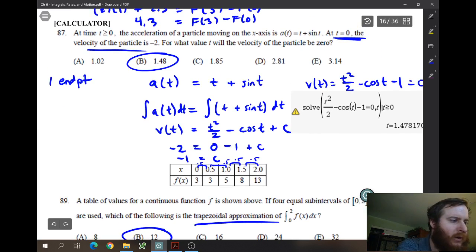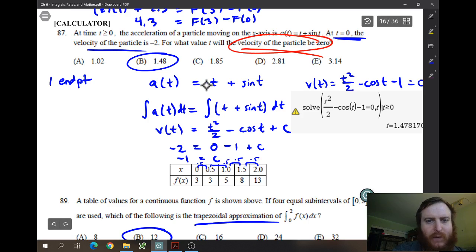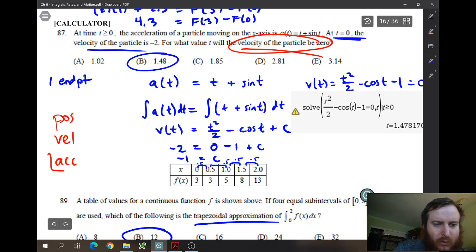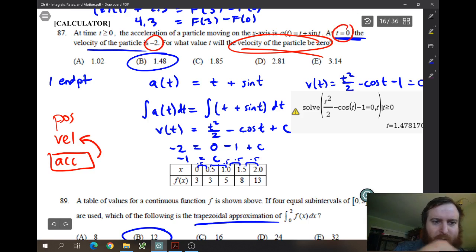All right, next we have another particle motion question. We're given acceleration, and we're asked for what value the velocity will be 0. So for velocity 0, just set v to 0. To get from acceleration to velocity, we need to take the integral, right? Position, velocity, acceleration. We're at acceleration and want to get back to velocity, so we take the integral. We're only given one endpoint: at time 0, the velocity is -2. So we do this integral with the plus c.